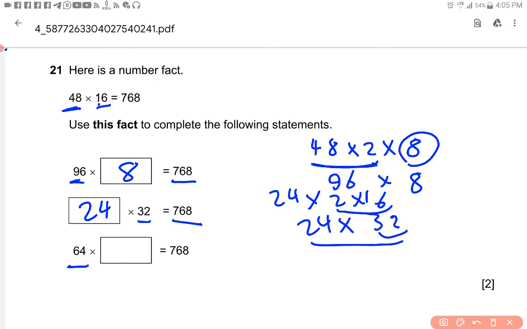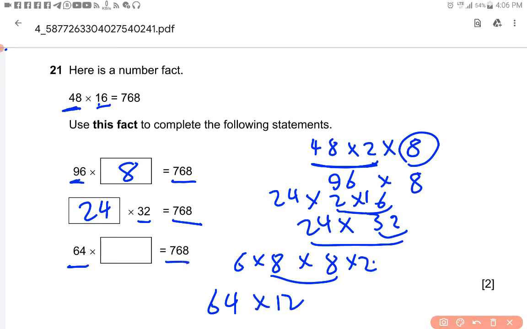At last 64. You will make 48 into 6 times 8, times 16 into 8 times 2. 8 times 8, 64. Then 6 times 2, 12. 64 times 12 equals 768. So here you write 12.